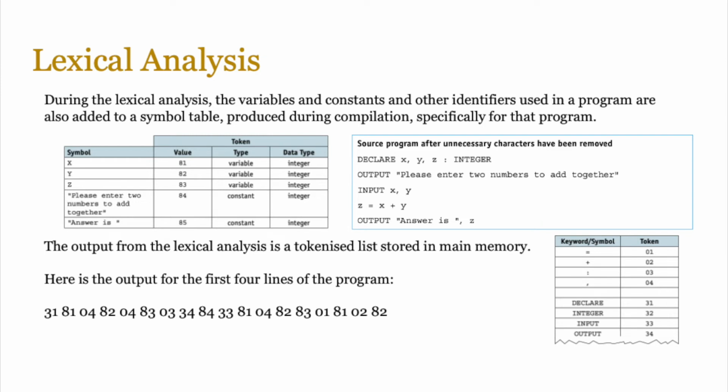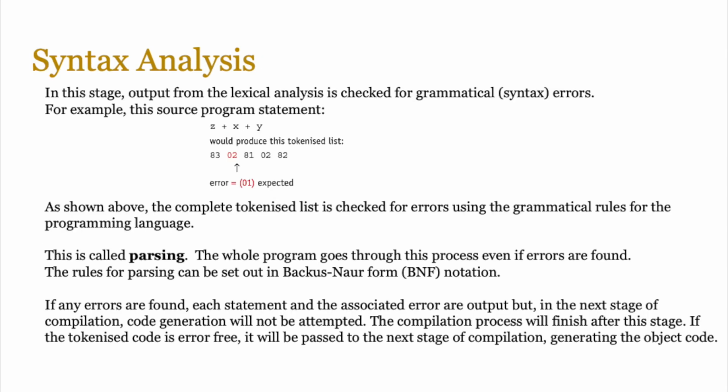And these tokens are then used to check for mistakes or grammatical errors in the syntax analysis stage. This process of taking high-level statements and converting them into tokens is called tokenization. These tokens are then taken into the syntax analysis stage and then checked for errors. And this process is called parsing.